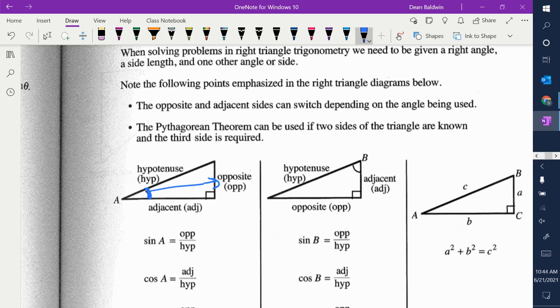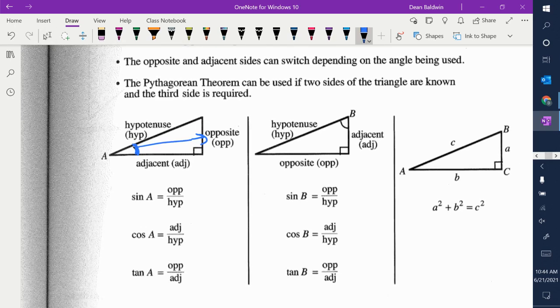So if I have this triangle here, and I'm standing at this angle, the opposite is this side, and the adjacent is this side. Okay? But the hypotenuse never moves. And then you also deal with, because it's right angle trig, we can use this formula, a squared plus b squared equals c squared, which is the Pythagorean formula. Exactly. Okay.